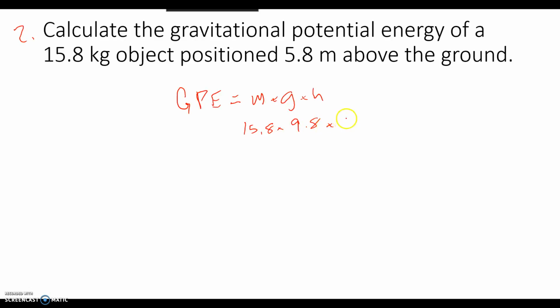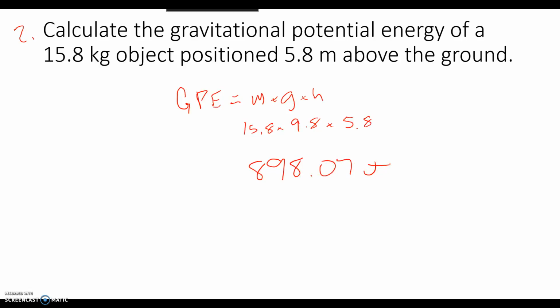Our height may be 5.8 meters, but you can't have negative energy. That wouldn't make any sense. So I either leave them both positive or make both negative, because it's going to fall 5.8 in the future. So just put 9.8 there. Don't worry about the negatives. You can't have negative energy. You should be good. After you multiply everything, you end up getting 898.07, and it's still joules.